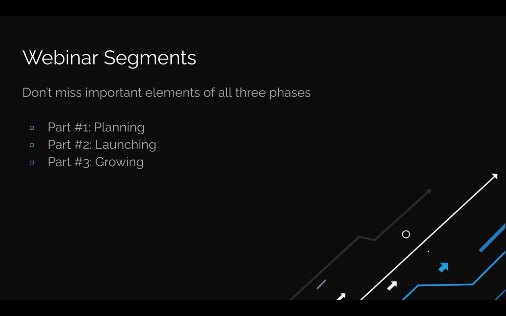So our webinar segments: part one was all about planning. It's really about taking that step back. You don't let your excitement get ahead of you in terms of launching this. You do a little planning and think about what it is that you want to achieve. What is that vision that you're going after? That was all in part one. Part two is all about launching, so primarily technical, getting your website up and running. And part three is about growing, so we're going to be focused on the business aspect of it today.